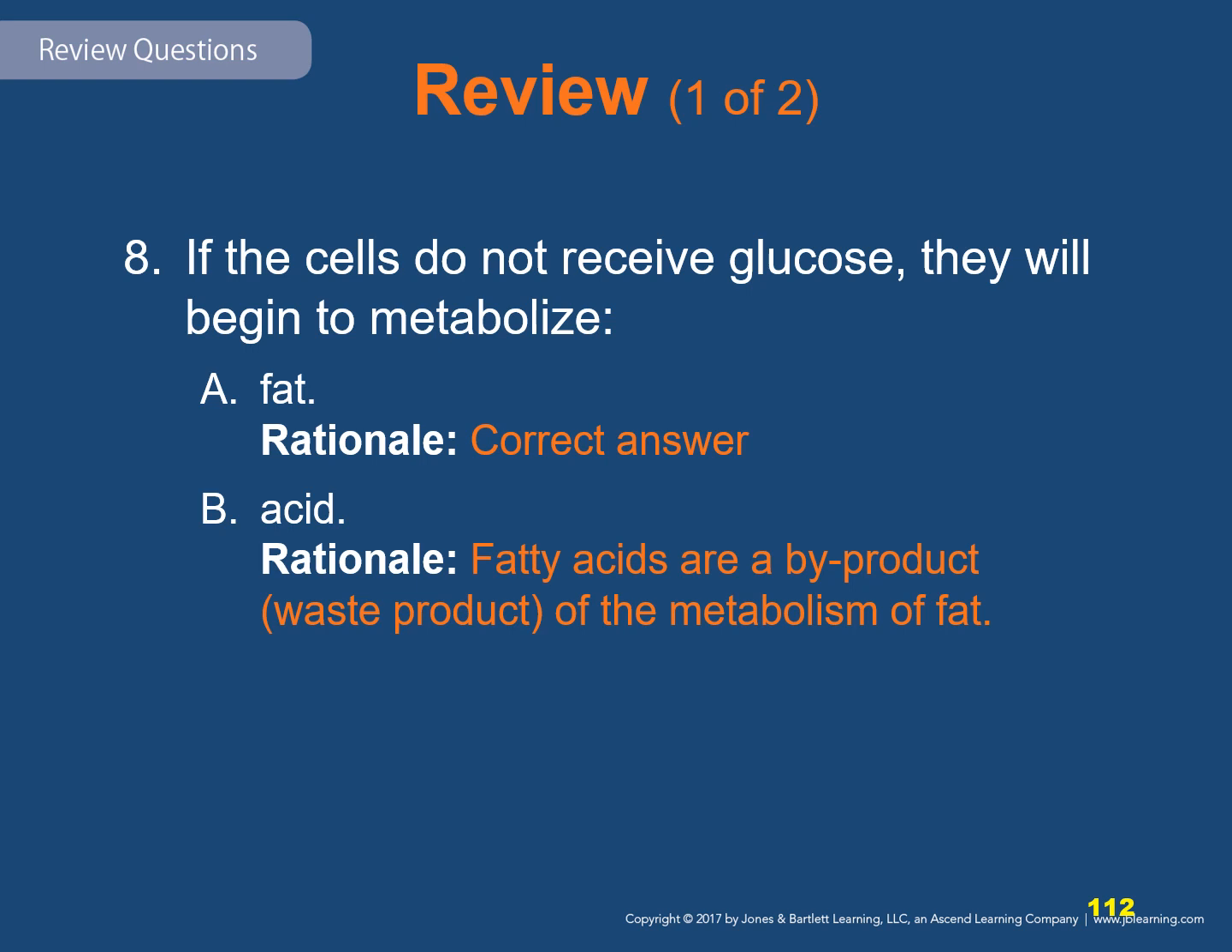If the cells do not receive glucose, they will begin to metabolize fat. That's the correct answer. B, acid. Fatty acids are a byproduct or a waste product of the metabolism of fat. So in other words, when the body begins to metabolize fat, it produces fatty acids, which are a waste product of that metabolism of fat.